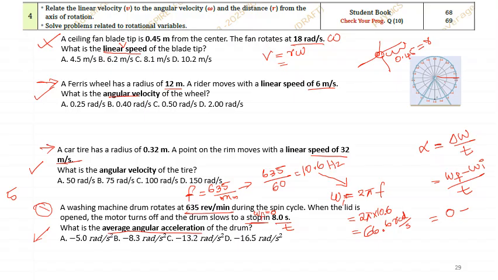Now, what is the angular acceleration they are asking for? Omega initial you will put as 66.6, divided by the time taken. It's 8. So just divide this quantity by 8. What will you get? You will get minus 8.3. So this will be the correct answer.